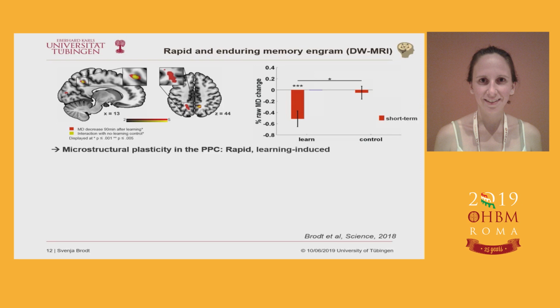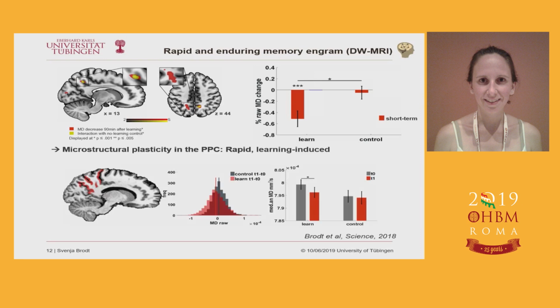And this is specific to the learning experience, as can be seen by this significant interaction with the control condition. We can show the same effect when we move from the smoothed MRI space data that you see here to the unsmoothed native space of the subject. And what we do here is we look at distributions of mean diffusivity values over all gray matter voxels within a specific region of interest, in this case the precuneus.